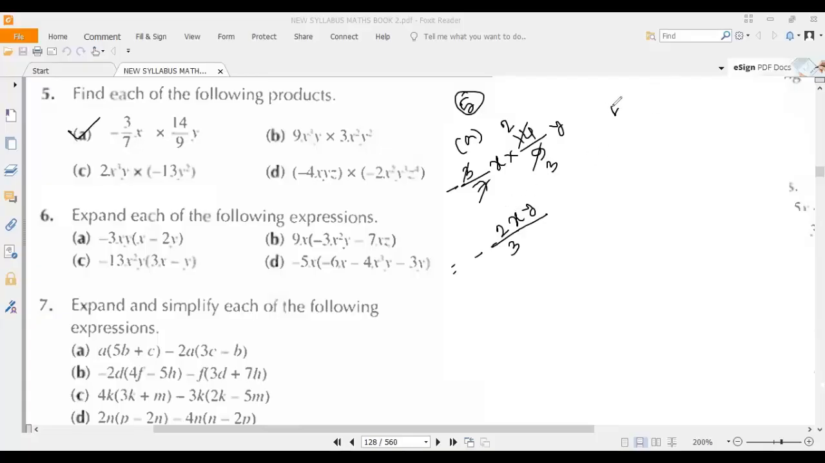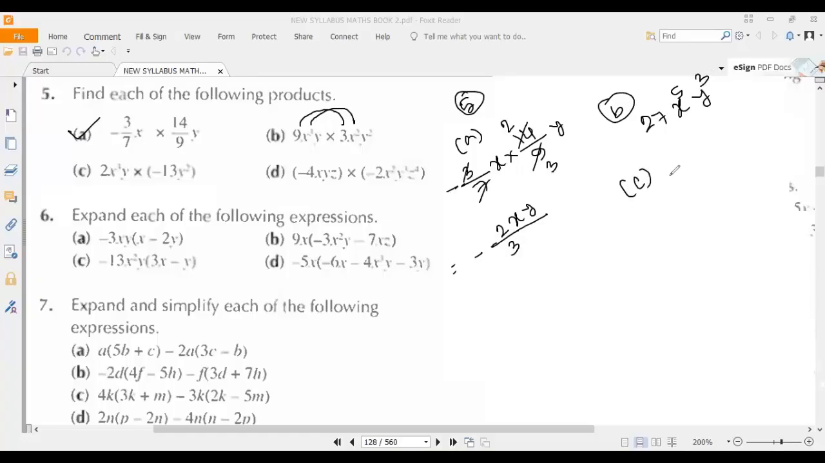Then number B. Here we will multiply 9 by 3 at first. 9 3s are 27. X cube into x square, that will be x to the power 3 plus 2, 5, and y into y square will be y to the power 1 plus 2, y cube.